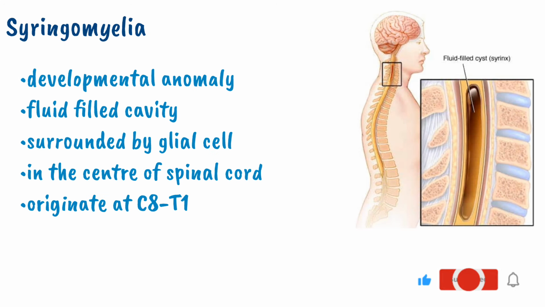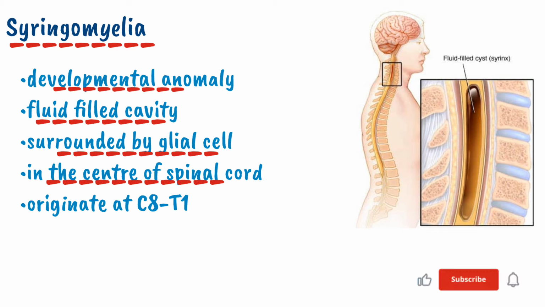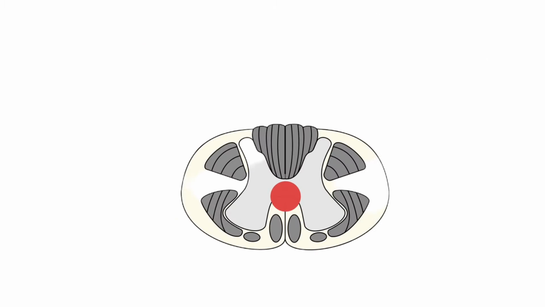Today we will discuss syringomyelia. Syringomyelia is a developmental anomaly in which there is a formation of a fluid-filled cavity surrounded by glial cells in the center of the spinal cord. This fluid-filled cavity can arise anywhere in the spinal cord, but the most common site of origination is C8 to T1. You can see this diagram.